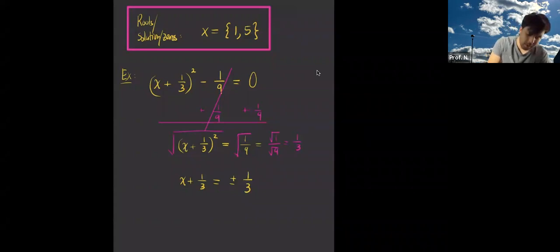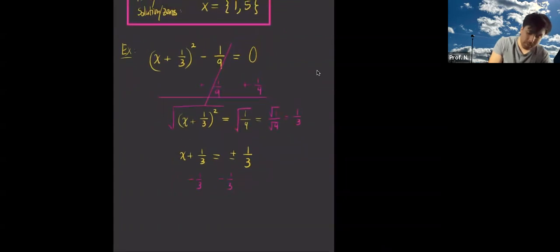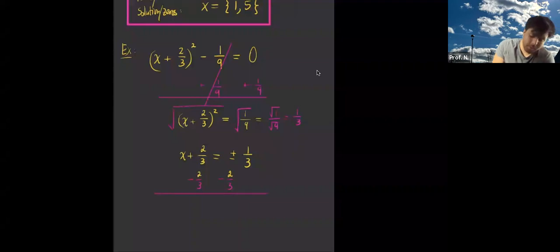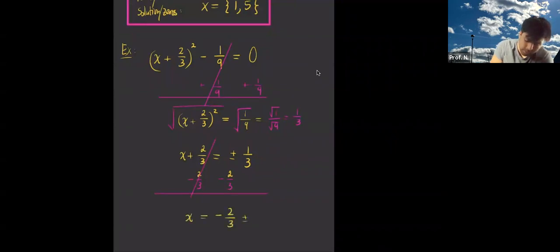I want to get x on its own, so subtract 1/3. So then what do I get? Wait, did I? Oh, my apologies. This should be a 2, not a 1. So I'm not subtracting 1/3, I'm subtracting 2/3. And so when I do that, the 2/3 cancel. I'm left with x equals negative 2/3 plus or minus 1/3.